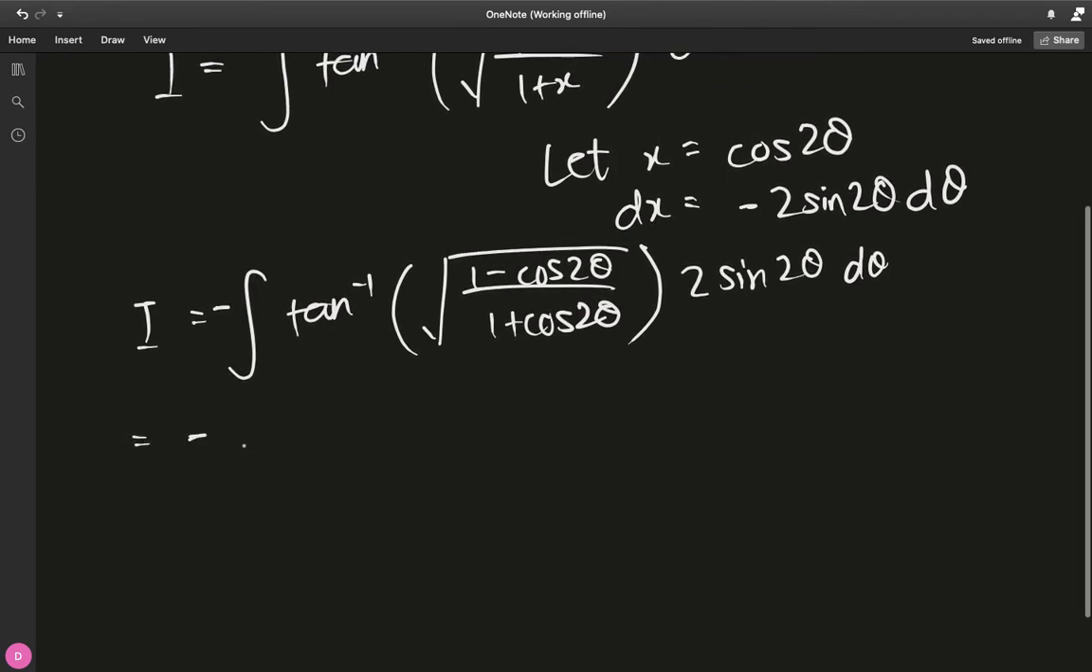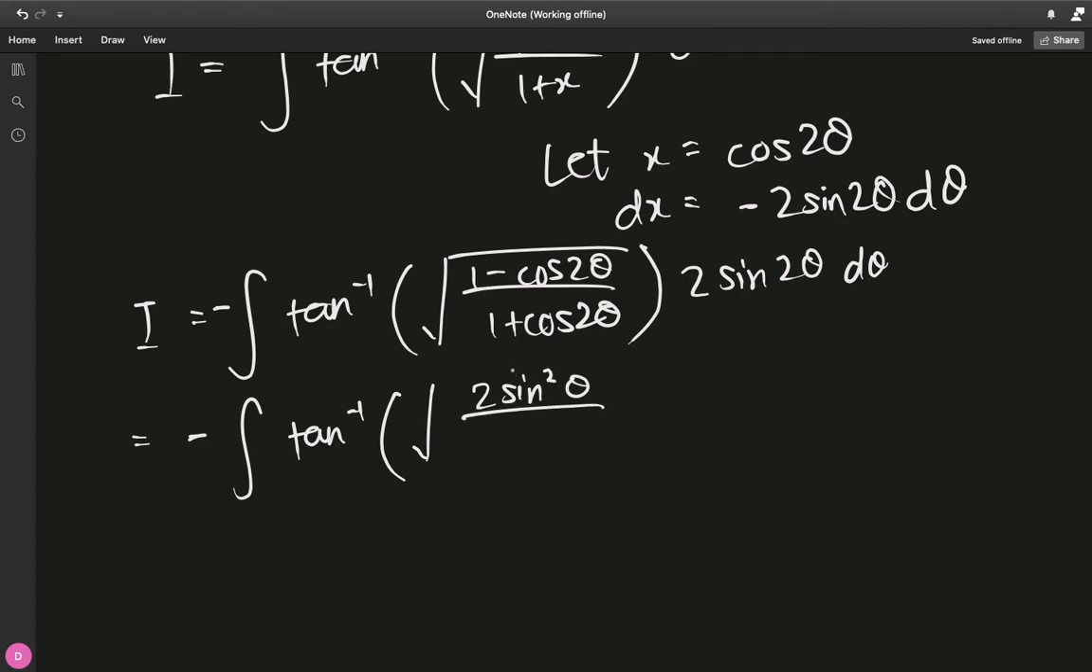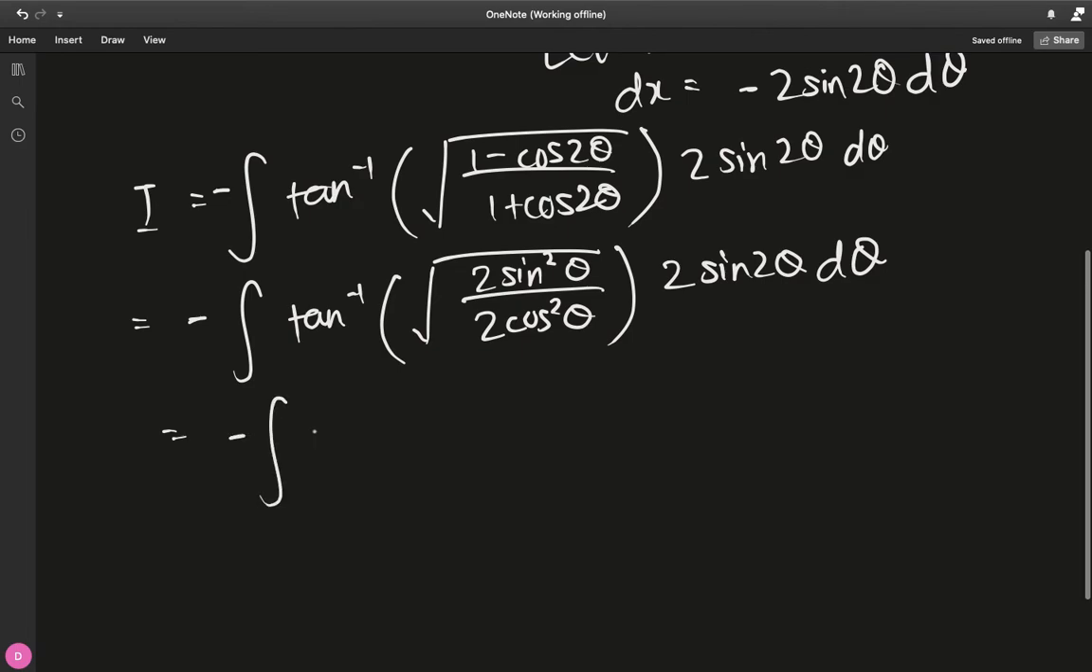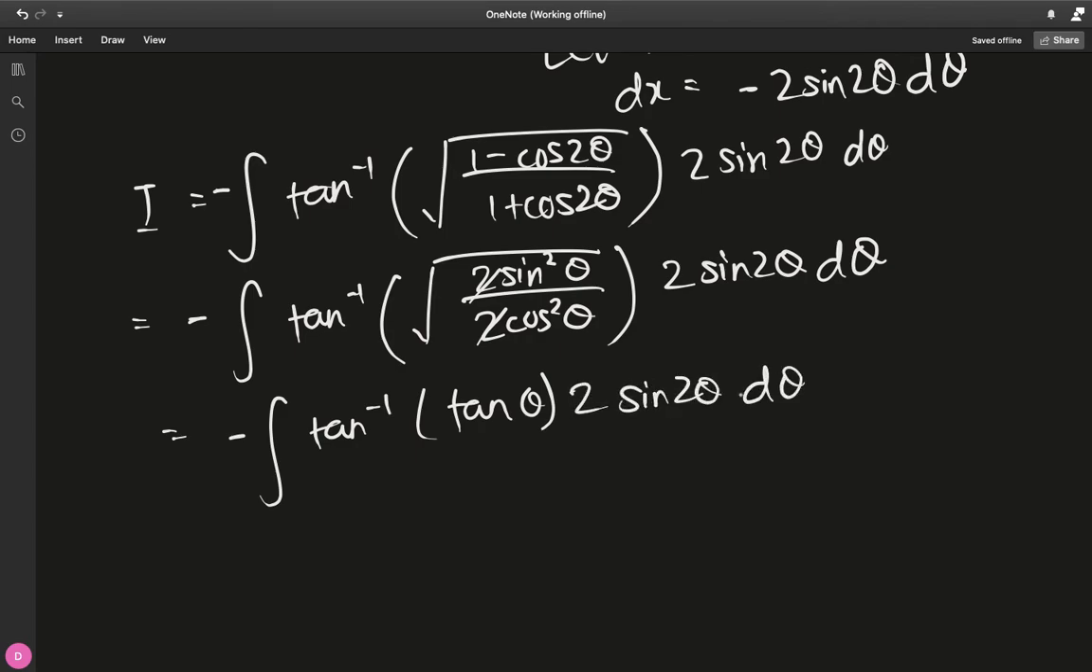So we have negative inverse tangent of square root of 1 minus cosine 2 theta, which is 2 sine squared, half the angle, so 2 theta over 2, which is theta. And in the denominator, we have a similar thing but with a cosine squared theta, and 2 sine 2 theta d theta as it is. So now this will just simplify to sine squared theta over cosine squared theta, which is tan squared theta under root, which is regular tan theta, and 2 sine 2 theta d theta.